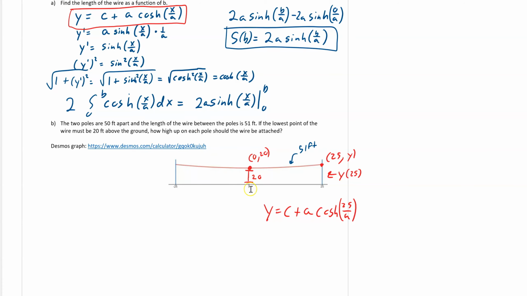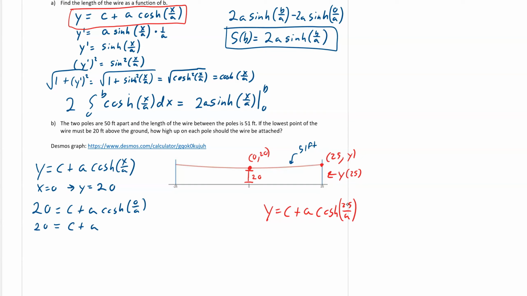Let's start with the first one. We know that the height here is 20. So if I were to plug 0 into our normal function, I get y equals c plus a cosh x over a. I know my x is 0, then I would get y equals 20. So if I plug those in, I get 20 equals c plus a cosh 0 over a. Well, hyperbolic cosine of 0 is 1. And so this is just c plus a equals 20. So let's put a little dotty thing around there. So that's equation number 1. Now we need a second equation.